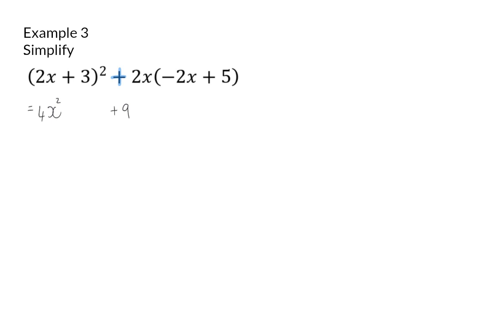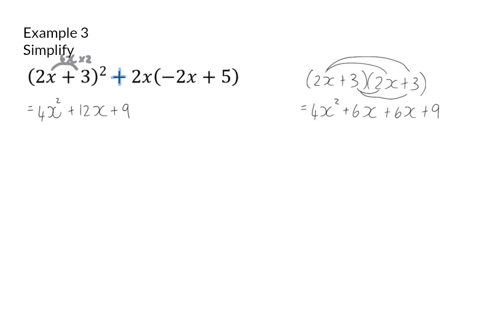And lastly, it is the product of the two terms, which will be 6x. And this then has to be doubled to get our middle term of plus 12x. I'm reminding you that you can also write out the bracket twice, multiply everything in the two brackets, and then simplify to get the same three terms.